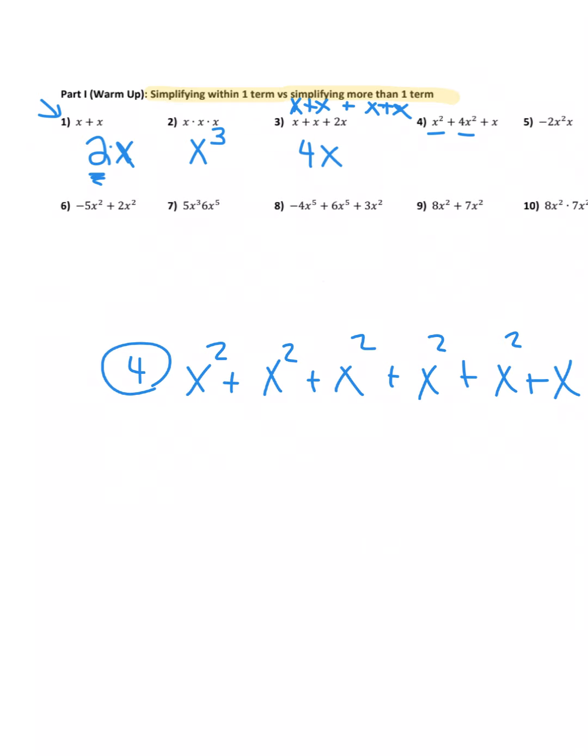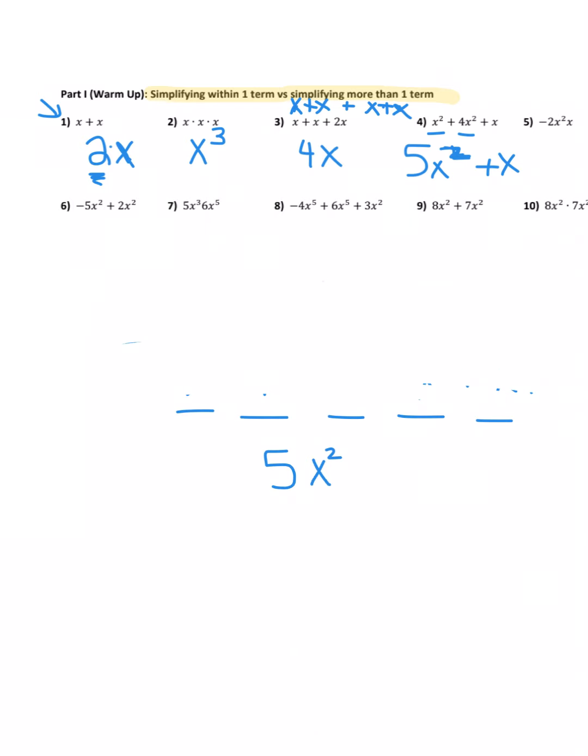So I can see that my first 5 terms are repeated addition because they're exactly the same. They have the same base raised to the same exponent. So I have 5 x squareds added together, and a quicker way of writing repeated addition is to use multiplication. 5 times x squared. And then the x is not a like term because it's not exactly the same as my first 5 terms. So it's just a plus x gets added on. And that's all simplified because all my like terms have been combined.